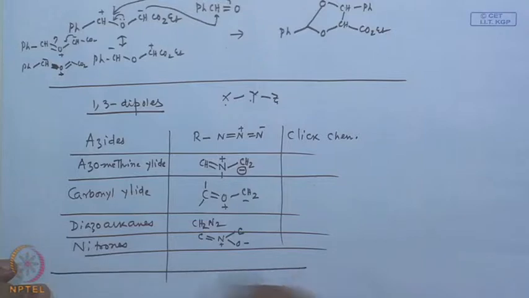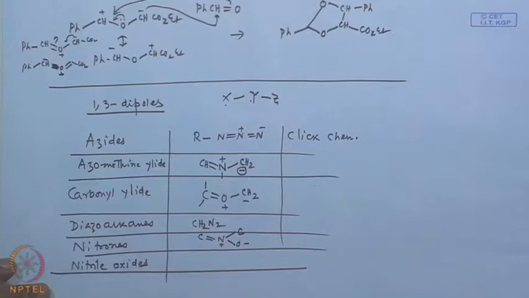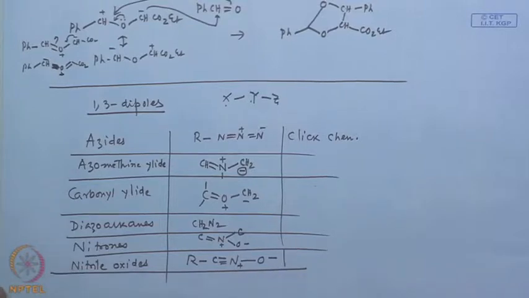Then another very popular one is nitrile oxides. All of us know nitrile is essentially cyanide, and if you oxidize at nitrogen, it becomes nitrogen plus and oxygen minus. Then there are many other things, nitronates and all kinds of things.